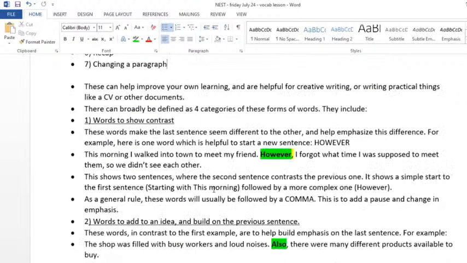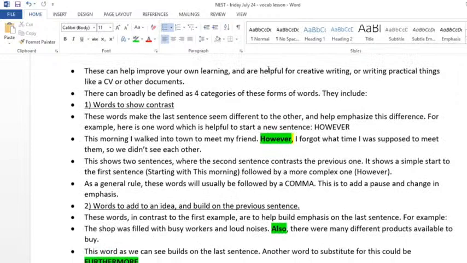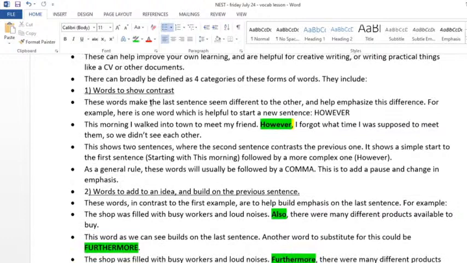So these are really helpful ways of improving your own learning and helpful for creative writing or practical things like a CV or document. So these are the four main categories. Number one, words to show contrast. So these words make the last sentence seem different to the other and help emphasize this difference.